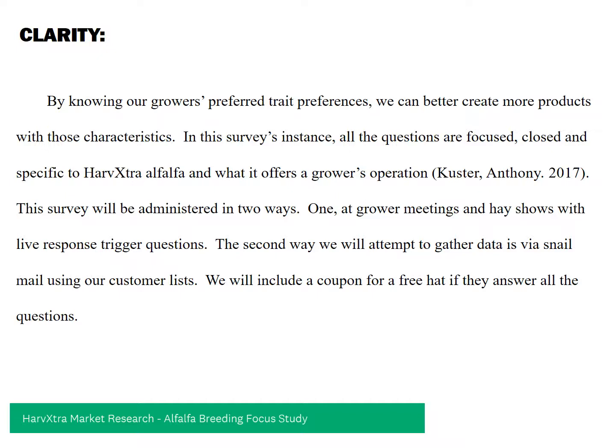So if we can get clarity from their responses and understand what they understand about HARVXTRA, we can also, as a double fold, continue our breeding efforts along certain trait items like yield, for instance. If yield is very important to them, or that double stack trait, we can continue to release more HARVXTRA type products that are stacked with Roundup and the low lignin trait.